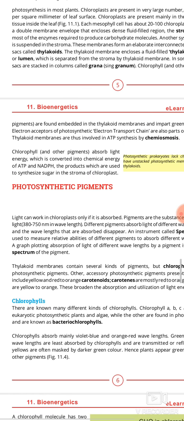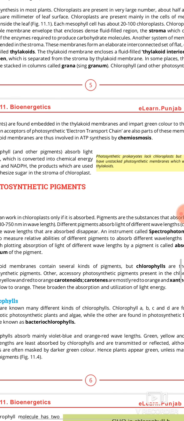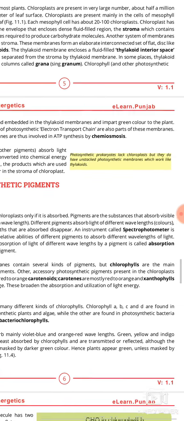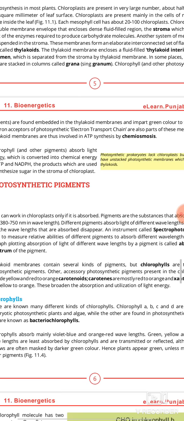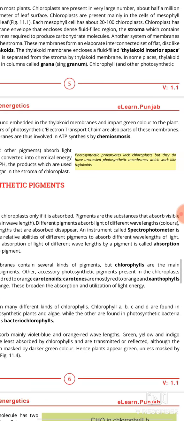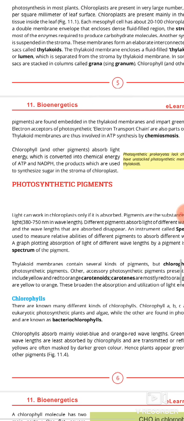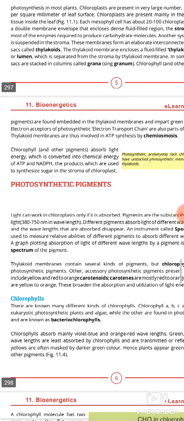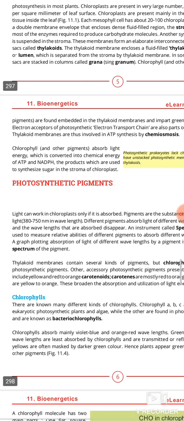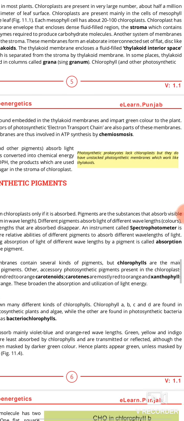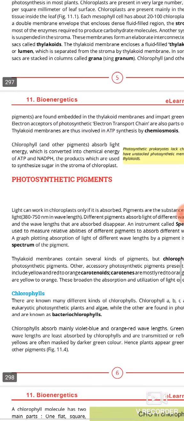380 से 750 नैनोमीटर in wavelength. Different pigments absorb light of different wavelength colors, and the wavelengths absorbed disappear. An instrument called the spectrophotometer is used to measure the relative abilities of different pigments to absorb the different wavelengths of light. A graph plotting absorption of light of different wavelengths by the pigment is called the absorption spectrum of the pigment.